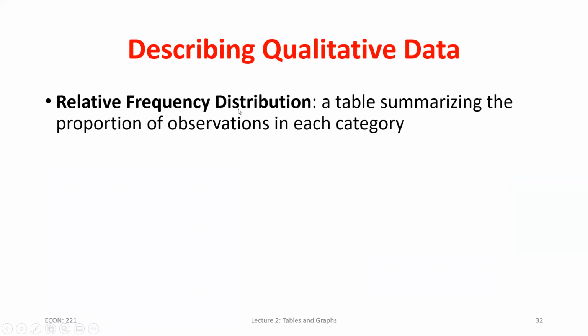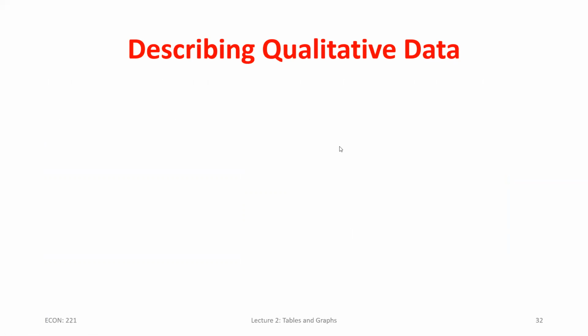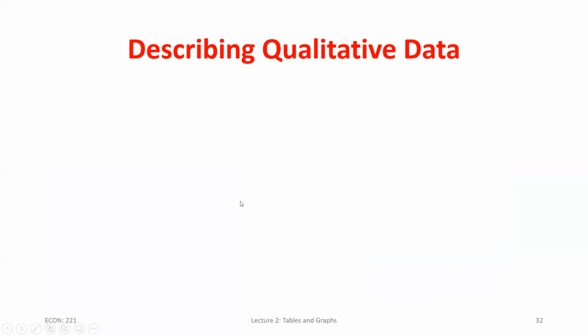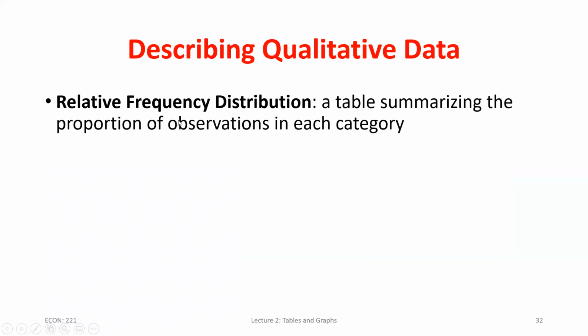I can then turn those frequencies into relative frequencies. All a relative frequency does is say, you can see the raw numbers here, but it might be helpful to have a breakdown like what proportion of the responses were B's for this variable, or what proportion of the students got D's. So relative frequencies will tell me that proportion.